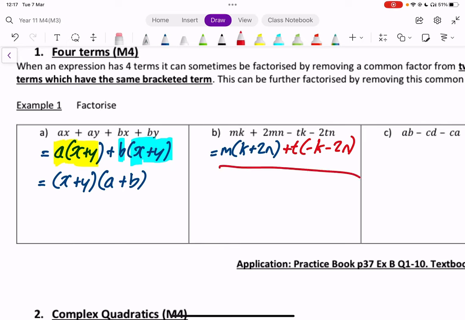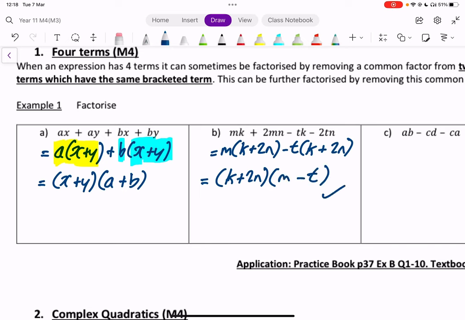And have a look, our brackets are not the same. So you've got to play around with it a wee bit to make sure the brackets are the same. So instead of taking out a plus t, I'm going to take out a minus t. So this is now going to be correct. So minus t comes out, and minus t is multiplying k, and minus t is multiplying plus 2n. And you can see I have the same common bracket. So just like the last example, write down your common bracket. It was k plus 2n. And then what was in front of it? It was multiplying m, and it was multiplying minus t. And that is your answer for that one.